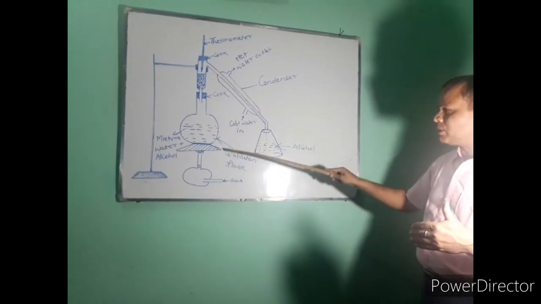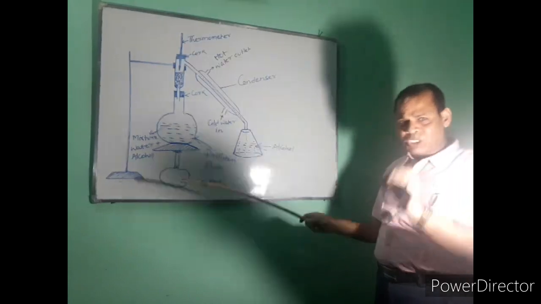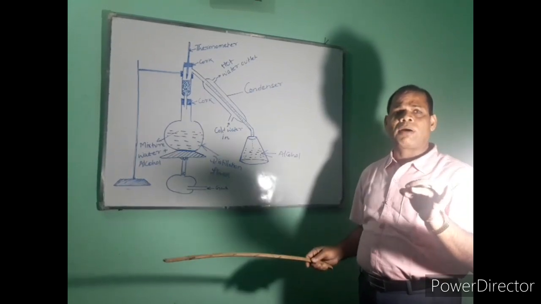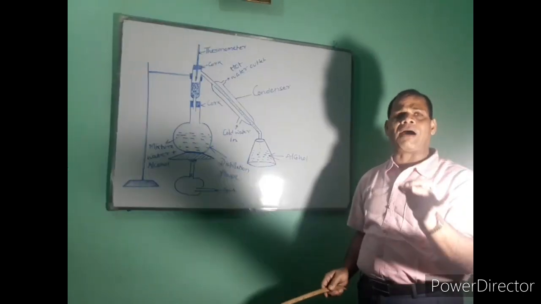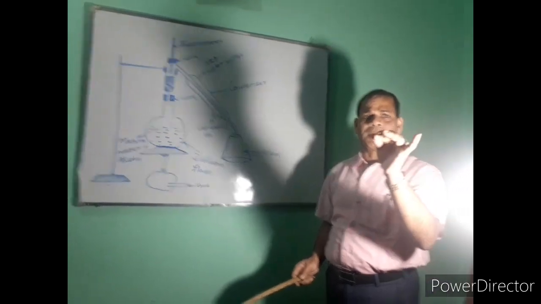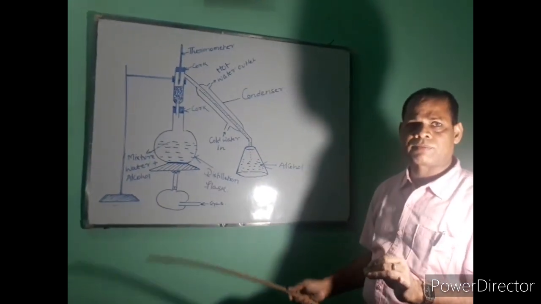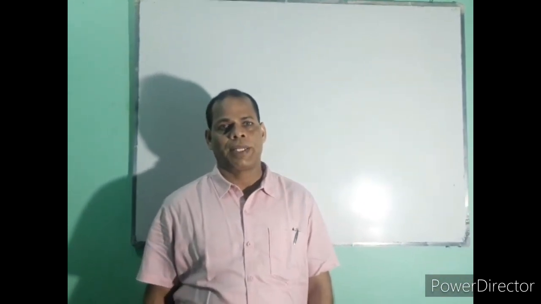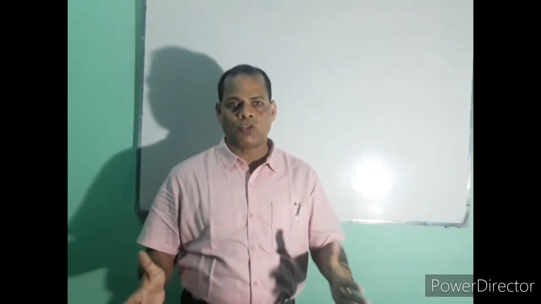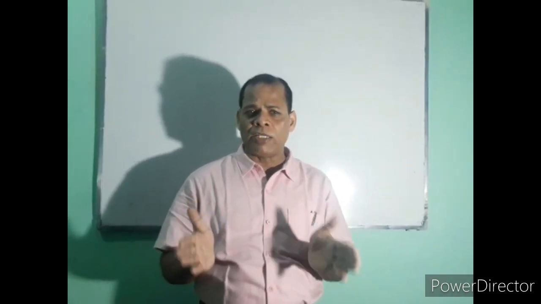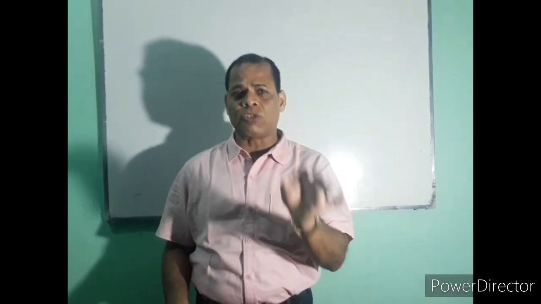So this is called fractional distillation. This is the process through which we can separate two miscible liquids which have a difference of boiling point of less than 25 Kelvin. The name of the process is fractional distillation. So we have discussed how to separate two miscible liquids whose difference of boiling point is less than 25 Kelvin.